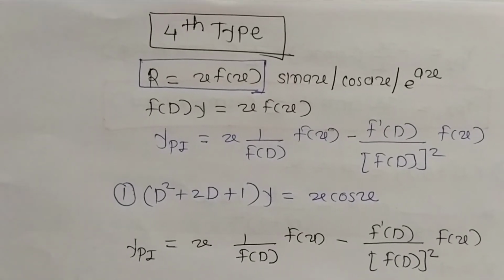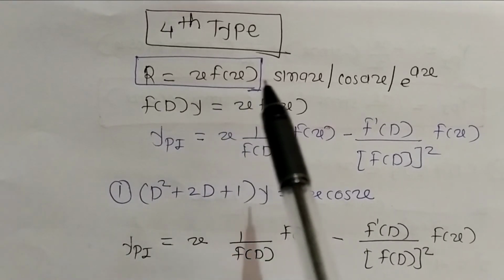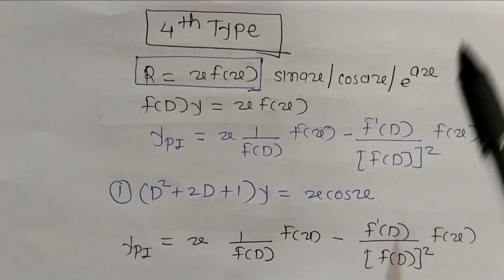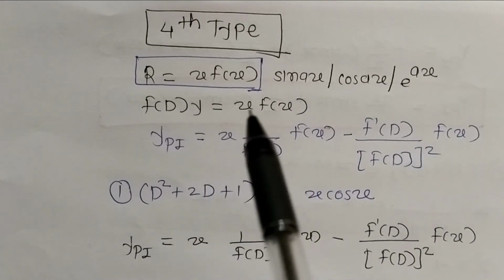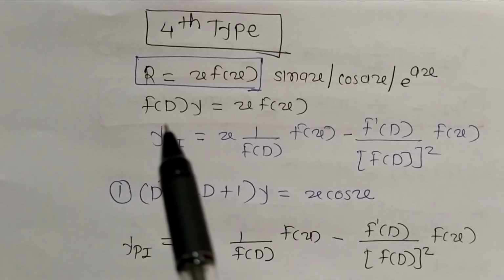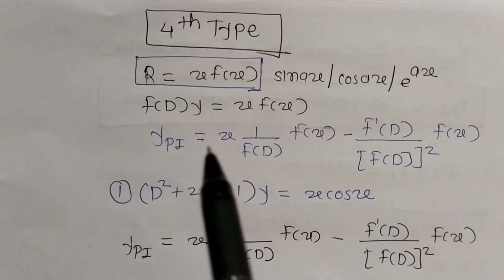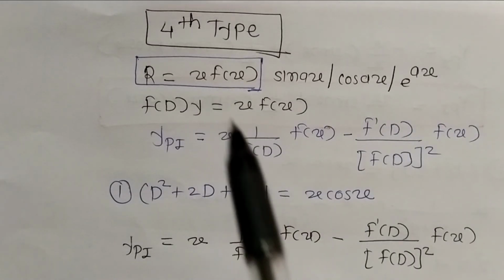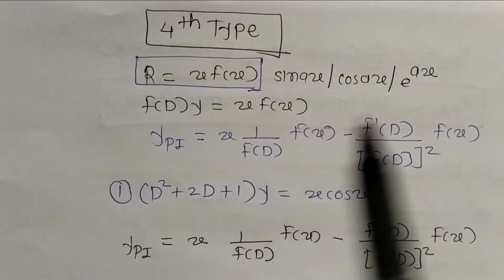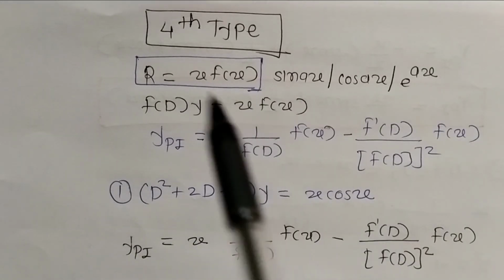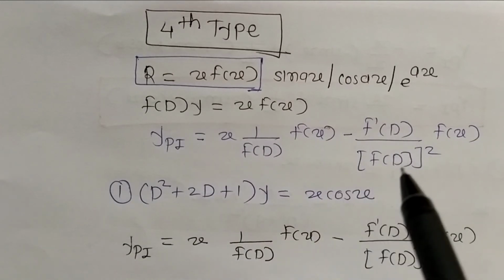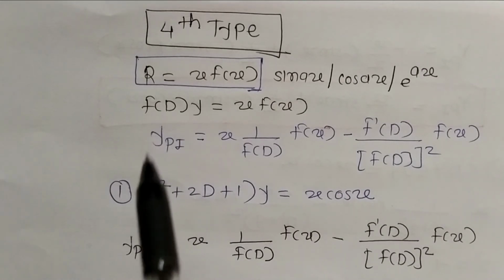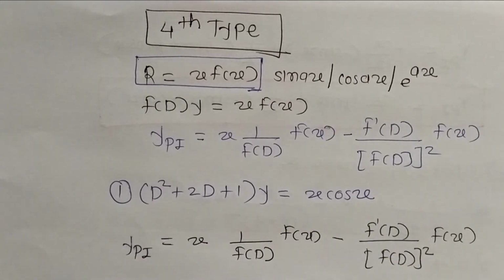The next type is when r is x f of x, and f of x is sin x, cos x, or e raised to ax. That is f of d, y is equal to x f of x. The particular integral, that is the solution of this type of equation, is x into 1 upon f of d, f of x, minus f dash of d upon f of d whole square, f of x. This is the solution of such a type of differential equation.